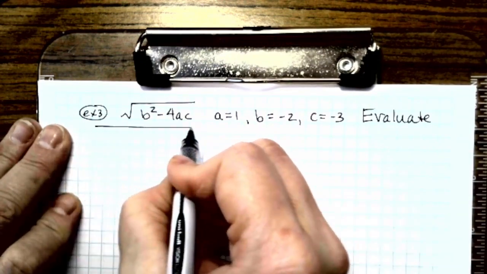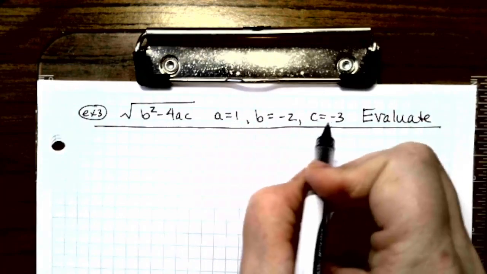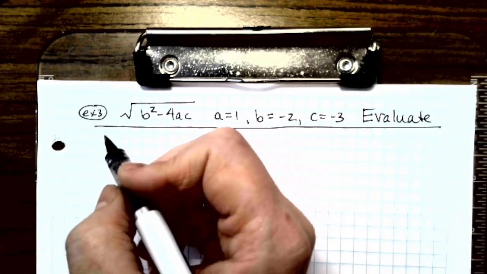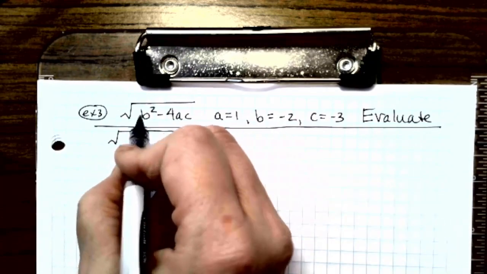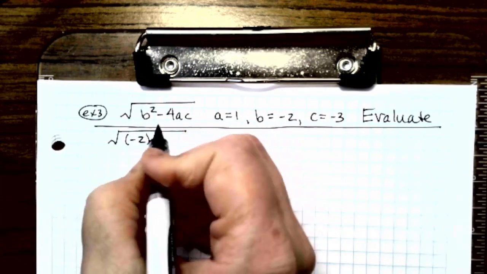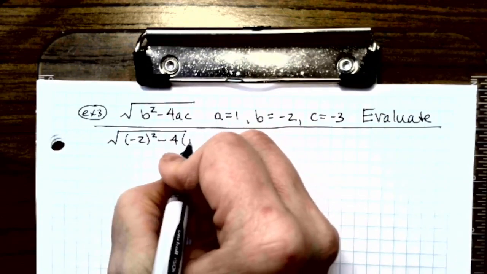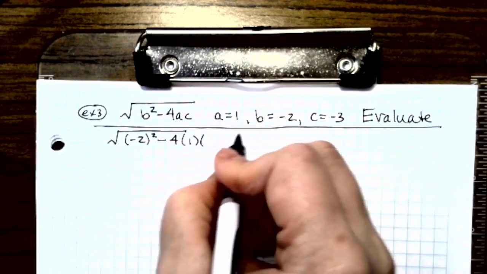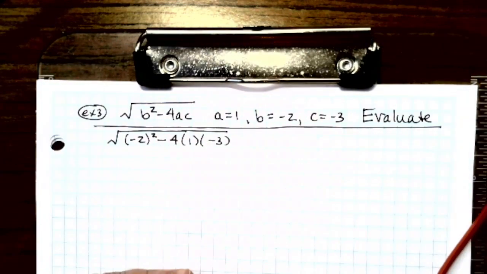Of course, evaluate means get a value or get a number. So what you're going to do is substitute these in using your parentheses liberally. So I've got a negative 2 for b, so put negative 2 in parentheses squared, minus 4 times a, which is 1, times c, which is negative 3. And then you're going to simplify it.